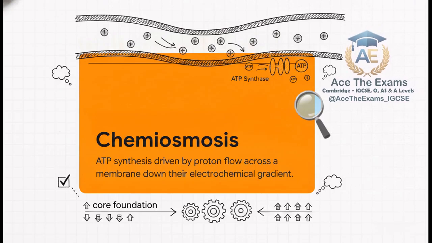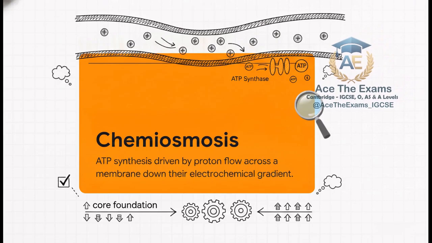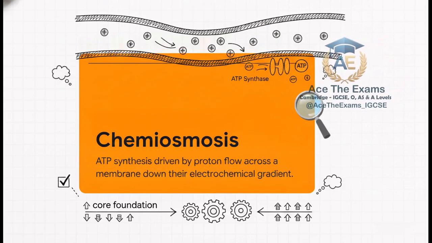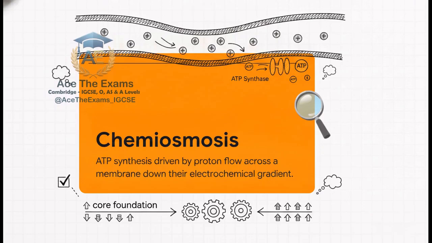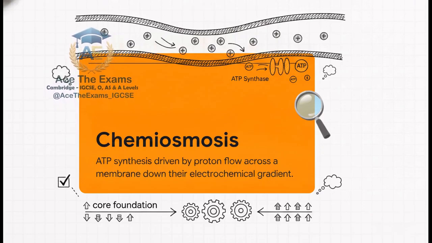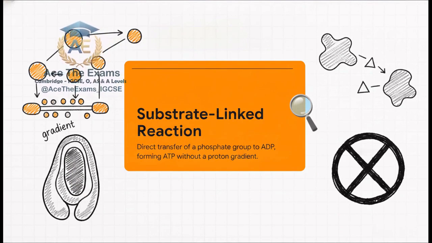You absolutely must specify the membrane, which acts as the physical barrier, and the electrochemical gradient, which acts as the pressure. Without those two crucial components, well, the ATP synthase enzyme has literally no power to spin and create that cellular currency. Okay, now contrast that massive complex dam machinery with a substrate-linked reaction.